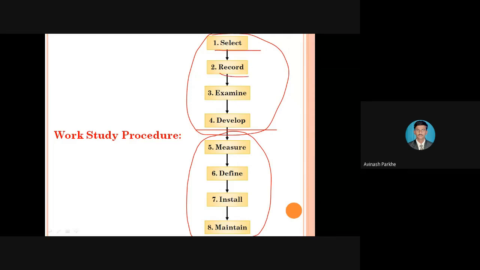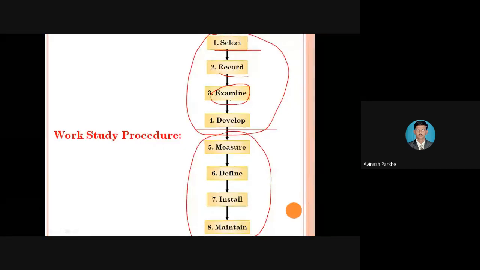Then in the second step, we have to record the results. Whatever method we have selected for the modification, for that particular method, we have to do some recordings. We have to check their previous results. And then after that, we have to go for the examination. In that particular examination, we can ask some questions in the form of why, what, how: why we have to go for the modification, when we have to go for the modification, how the modification should take place. Such types of questions will be asked in step number 3.